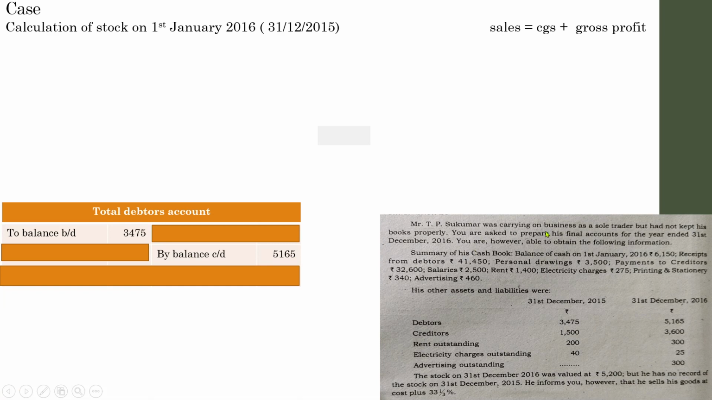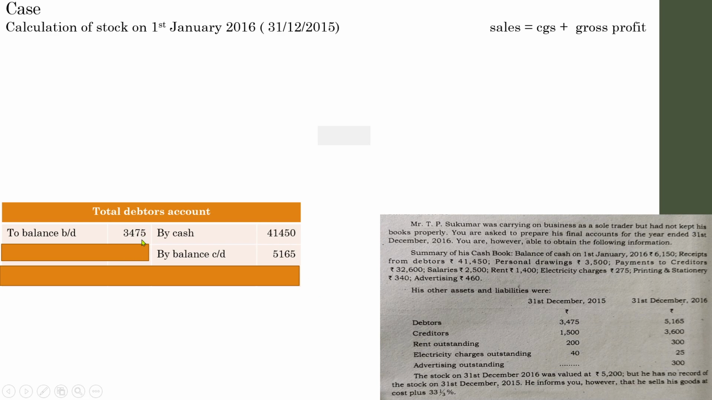Now go through all the sentences. See whether any information regarding debtors is given in the question or not. Received from debtors 41,450. So cash account updated to debtors by cash 41,450. Drawings and all other information are not relevant as far as the debtors account is concerned. Total debtors, opening debtors, closing debtors is already recorded. There is no further information regarding debtors. So let us balance this account.